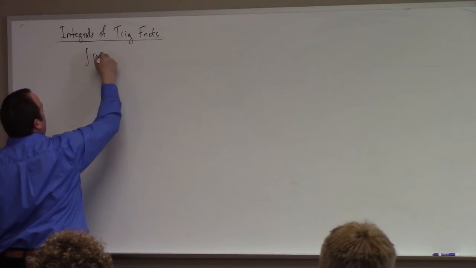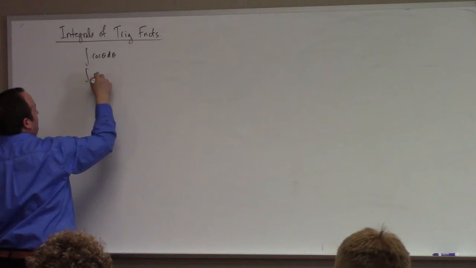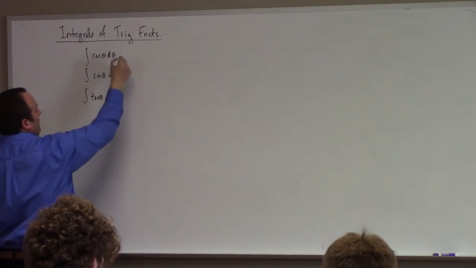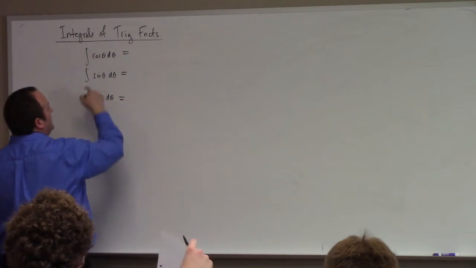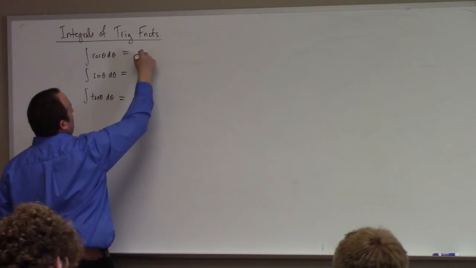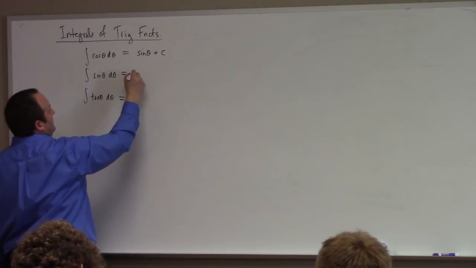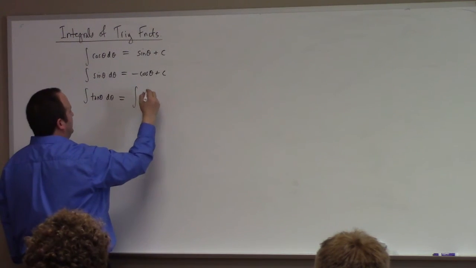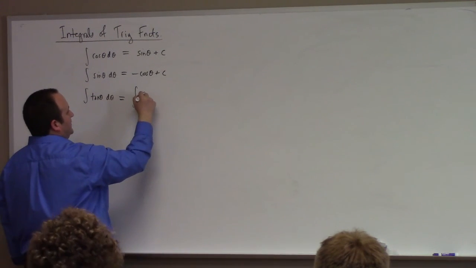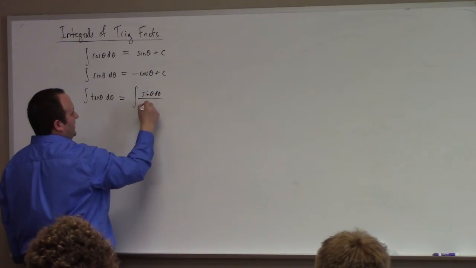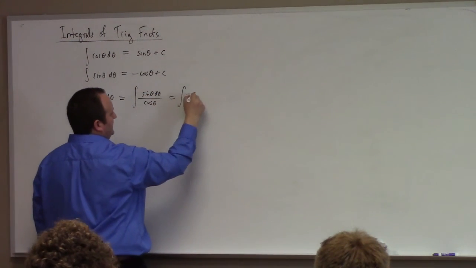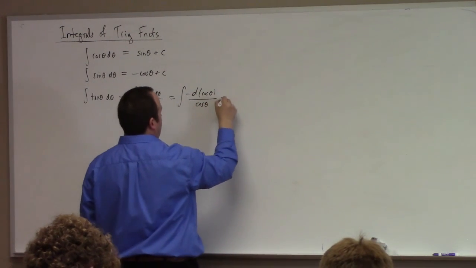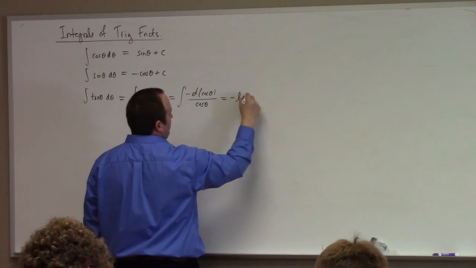Integral of cosine theta, integral of sine theta, integral of tangent theta. These we know. Integral of cosine is sine theta plus a constant. Integral of sine theta is minus cosine theta plus a constant. Integral of tangent. Let's use our sneaky notation. This is sine theta d theta divided by cosine theta, so that's really minus the derivative of cosine theta over cosine theta. So we get just what you guys just told me, minus the natural log of the absolute value of cosine theta.